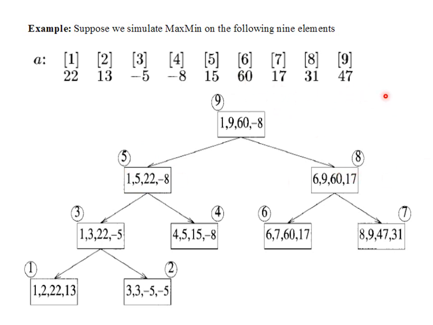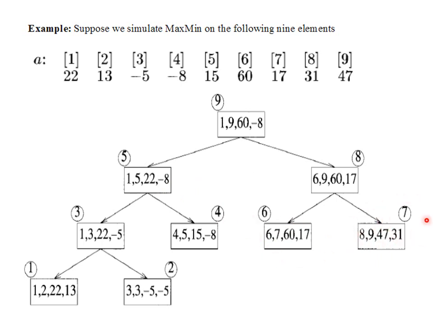Again the number of items is more than 2, so the answer is not directly available. We divide it again: 6 to 7 are in one list, and 8 to 9 are in another list. In this case the answer is directly available because there are two items, 60 and 17, so the maximum value is 60 and the minimum value is 17. So that is 6 to 7, it is solved now, and now 8 and 9, in this case it is also solved.